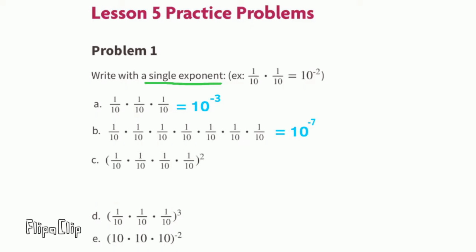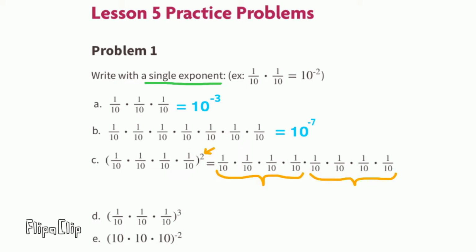C. Inside the parentheses, we have 1/10 times 1/10 times 1/10 times 1/10. That's 4 different times. Outside the parentheses, we have to the power of 2. So that means we need 2 sets of 1/10 times itself 4 different times. That's a total of 1/10 times itself 8 times, because 8 is 2 groups of 4. 1/10 to the power of 8. Written as a single exponent, that would be 10 to the power of -8.